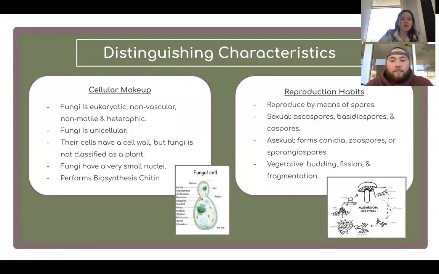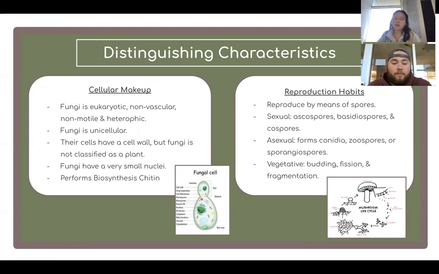Fungi is eukaryotic, which means that there is a nucleus present in its cells, and it's non-vascular, which means that it doesn't have certain channels that allow it to transport water and nutrients throughout the structure. It's also non-motile, so it doesn't move, and heterotrophic, which means it gets its energy by eating other plants and animals. Fungi is unicellular, which means it only has one cell, and their cells have a cell wall, but it's not classified as a plant.